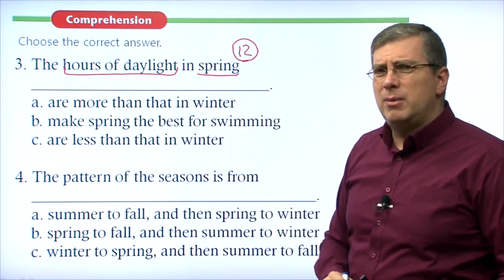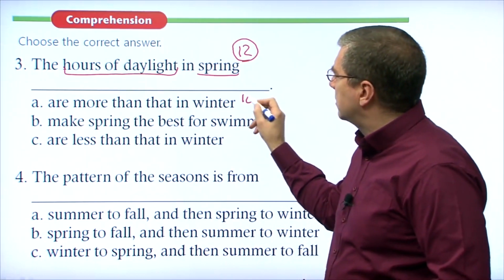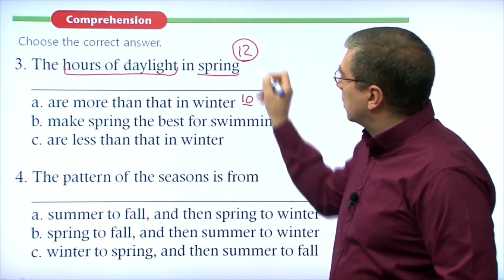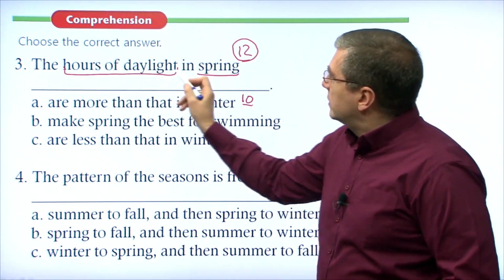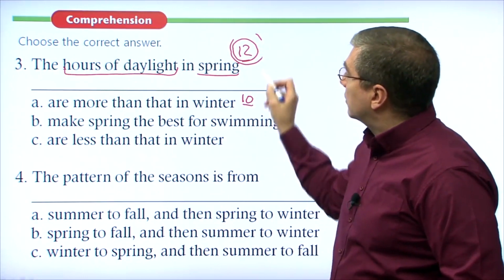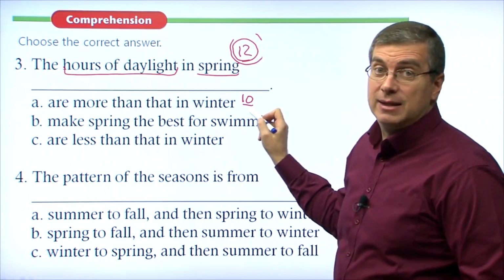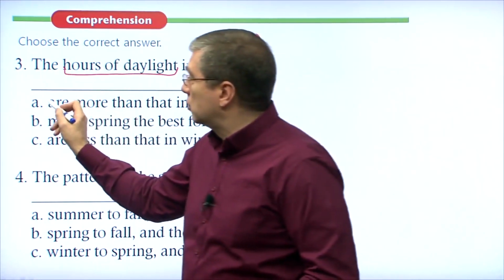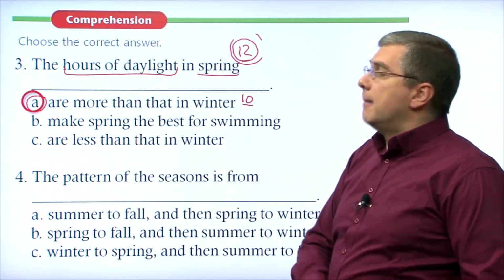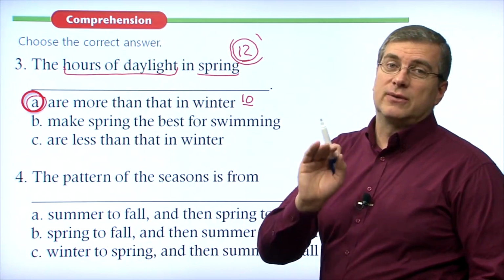So in the winter, do you remember? We had about 10 hours and about 41 minutes, so almost 11 hours, but still that's fewer. So the hours of daylight in spring are more than that in winter. 12 is more than 10. So that's true. A is true. So it's probably our right answer. Is it? You bet it's our right answer. But let's look at B and C just for practice.